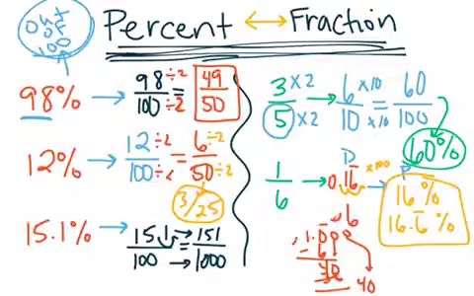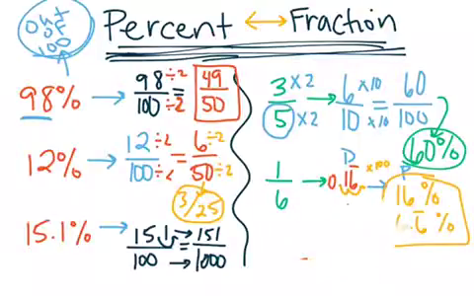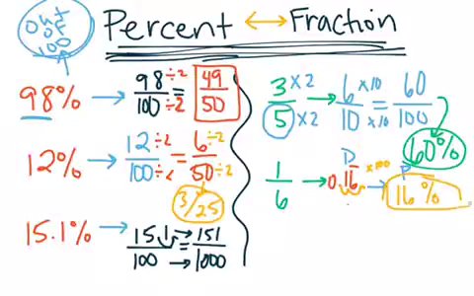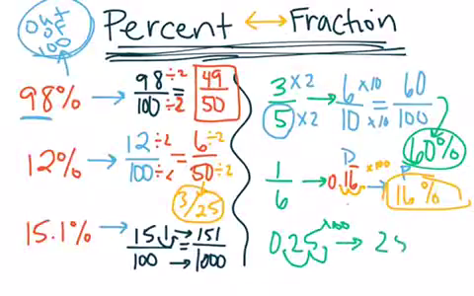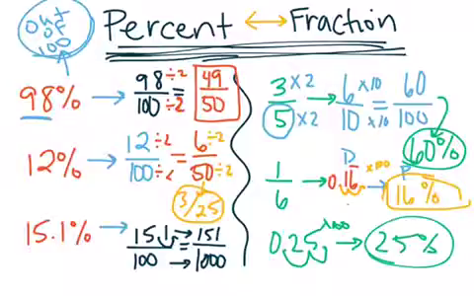So if we look at one other example where we're just changing a decimal, so if I give you a decimal such as 0.25, you would multiply that by 100, which is really moving the decimal point 2 spaces to the right, which would give you 25%.